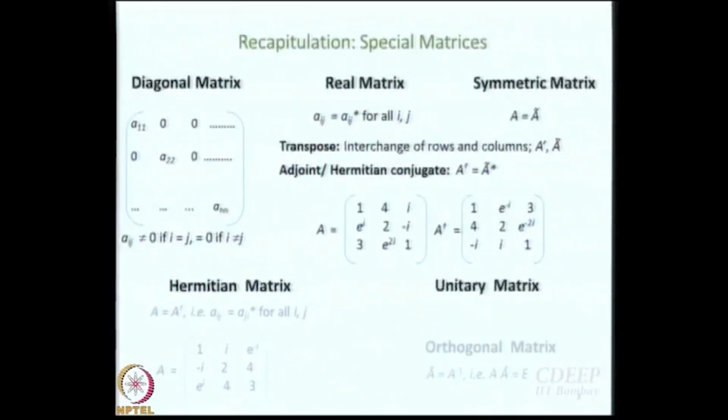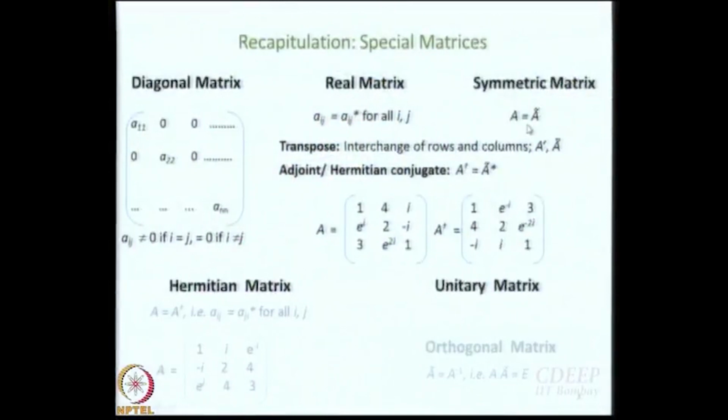And what is an adjoint or Hermitian conjugate? A dagger. A dagger is A dash star. That means not only do you transpose, you also take the complex conjugate of each and every element, alright. And then symmetric matrix is something which is equal to its transpose, A equal to A tilde. That means in that case, that C2 operation along the diagonal is a symmetry operation for those matrices, isn't it, right.